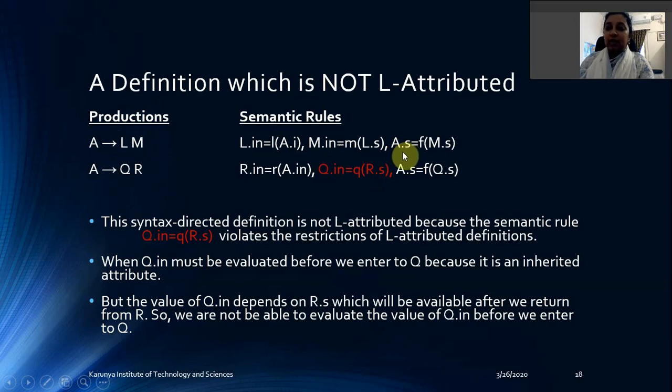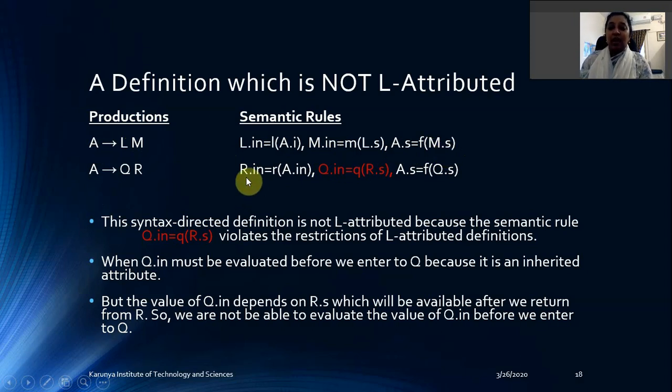But look here, you have A.S. A's value is evaluated by some function. Here, for certain functions, they are given, so some function and the attribute of M is used. So I am using the attribute of a child node. So L is an inherited attribute. This M's attribute will be inherited, whereas A's attribute is synthesized.